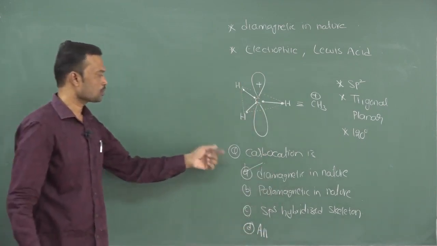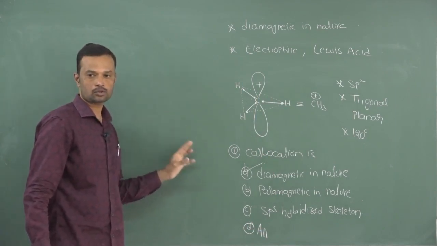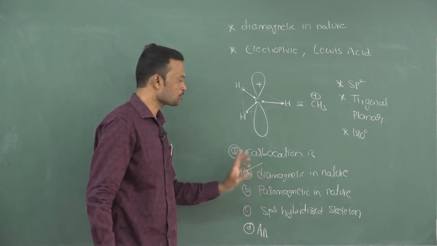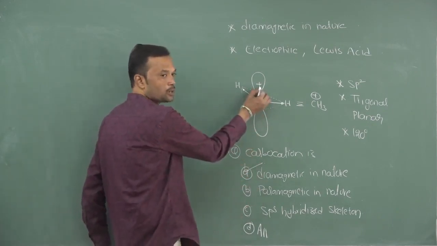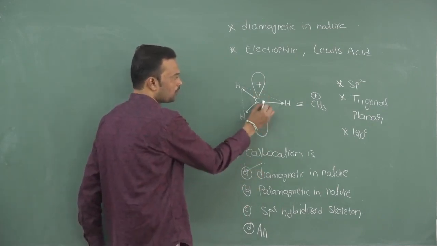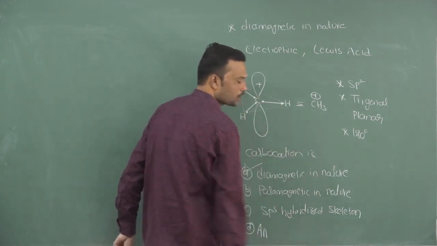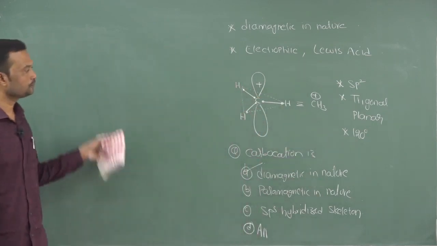Most carbocations bearing a positive charge are carrying a paired arrangement of electrons. Even though they bear a positive charge, this molecule has 6 electrons in its outermost valence shell. That's why it becomes diamagnetic in nature.